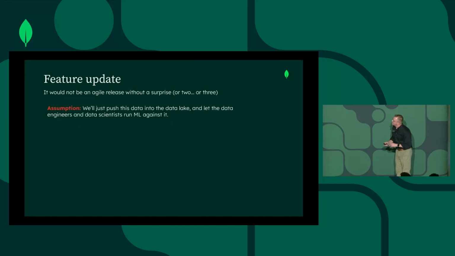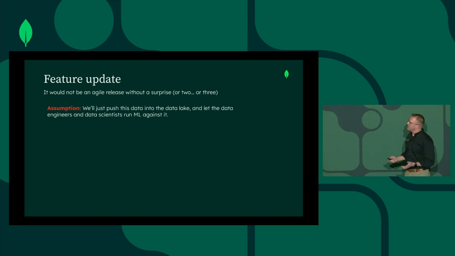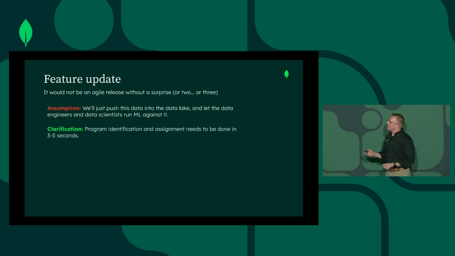All right, so let's take a pause here because it wouldn't be an Agile release without a surprise. We were kind of all along assuming that, well, we're just going to push all that note data into the analytics space. I'm going to push it into the data lake. The data scientists will just run machine learning against it, maybe natural language processing, and come up with some auto assignment, right? Great. Product owner says, no, sorry, we forgot to tell you, the program identification and assignment needs to be done in 3 to 5 seconds. Oh, shoot. Well, I only move data into my data lake at night. It's not going to work.